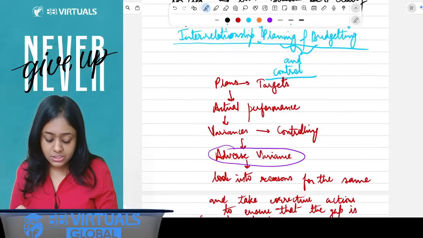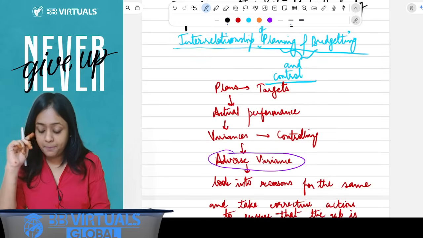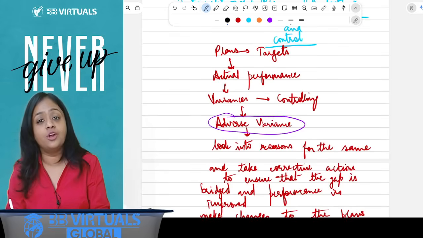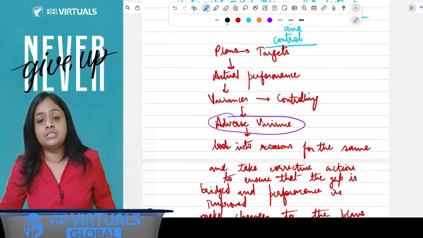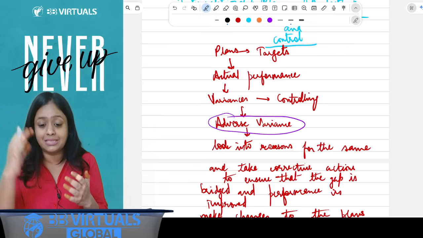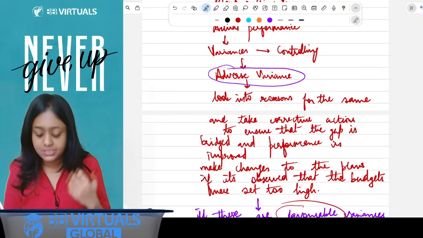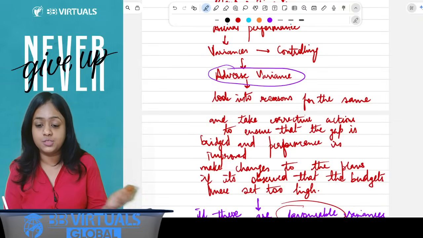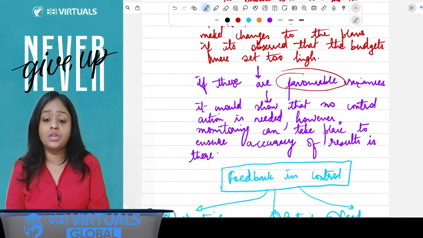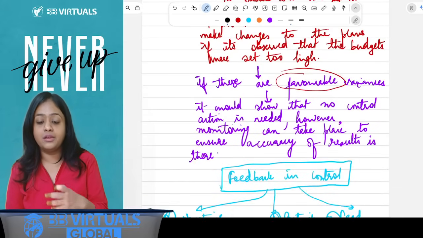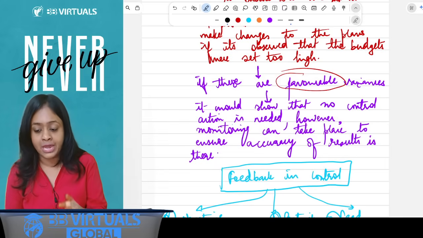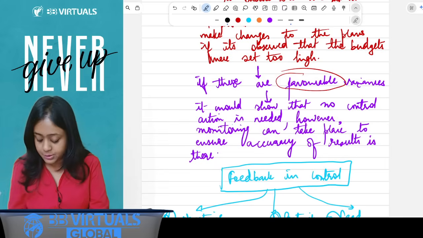Now, what is the relationship between planning and budgeting? Plans are the targets, and then we match them against the actual performance. We find out variances, and we take actions to control these variances to ensure that the risk is mitigated and they are minimized. If there's an adverse variance, we look for the reasons to control and correct it. If there's a favorable variance, then also we look into it, to check whether the results are accurately calculated or not. So we look into the favorable variances as well.